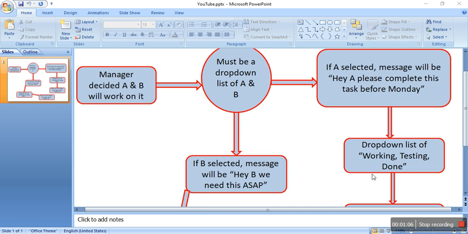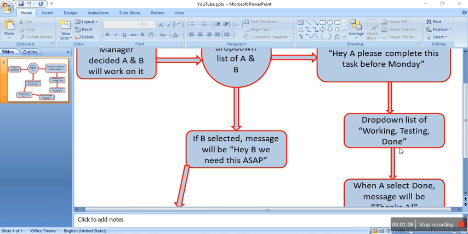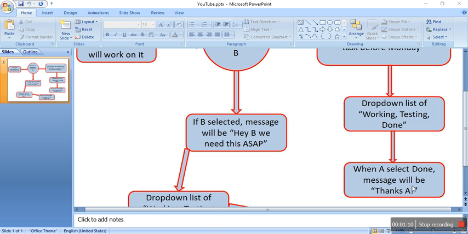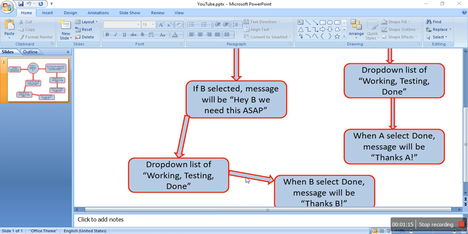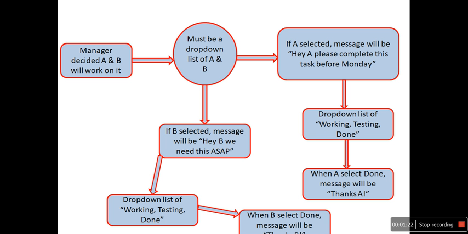When the developer select any one of these, then the message will come something like this. And similarly it will apply for B. So here have a look at the design. This one. So let's start the Excel by using this design with if function.